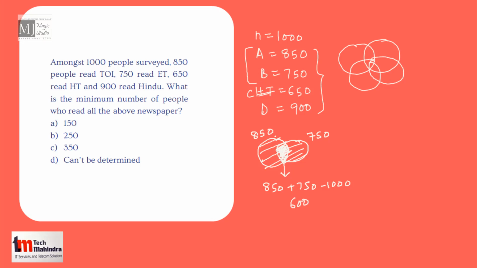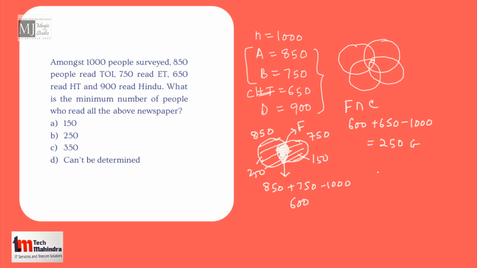600 minus 250, 850 is 250, and this would be 150. You can see 600 plus 400 is 1000. Now let me mark this as F. What would be the minimum common area for F and C? We'll use the same process. 600 plus 650 minus 1000. That is 1250 minus 1000, that is 250.